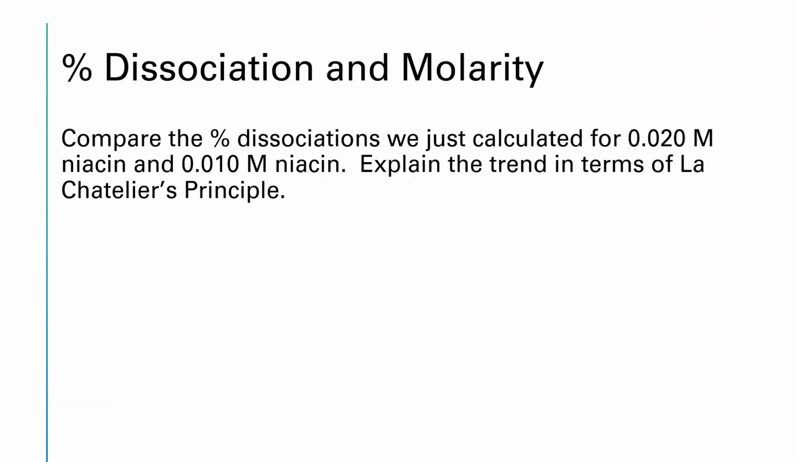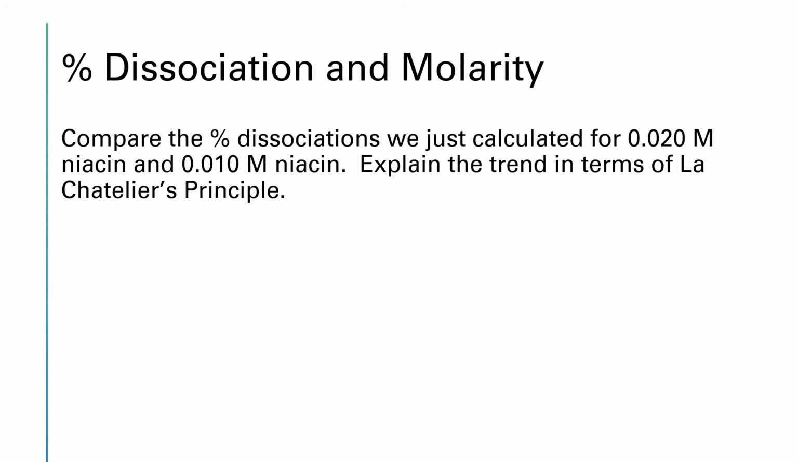And it just wouldn't be equilibrium if we didn't bring in Le Chatelier's principle. So let's take a look at one more example problem here. What we're trying to look at is the relationship between the percent dissociation and the molarity of the acid to begin with. So the question says, compare the percent dissociations we just calculated for 0.02 molar niacin and 0.010 molar niacin. And then see if we can explain the trend in terms of Le Chatelier's principle.